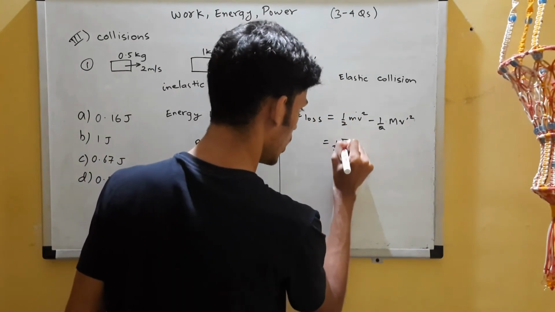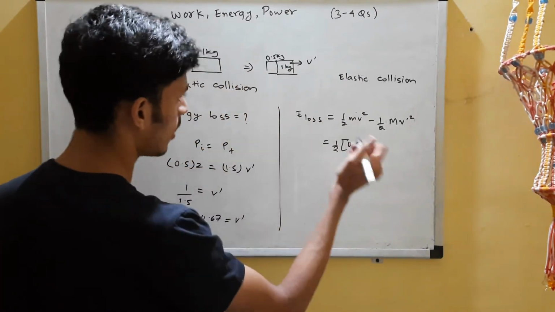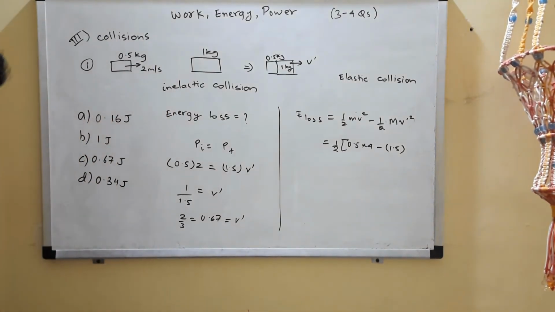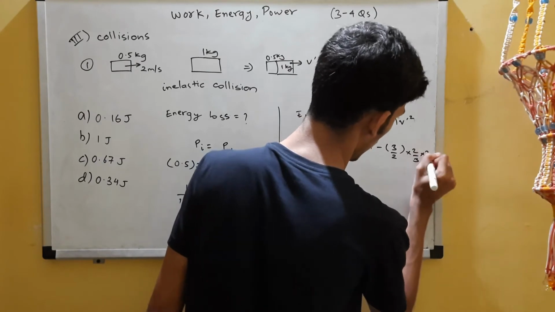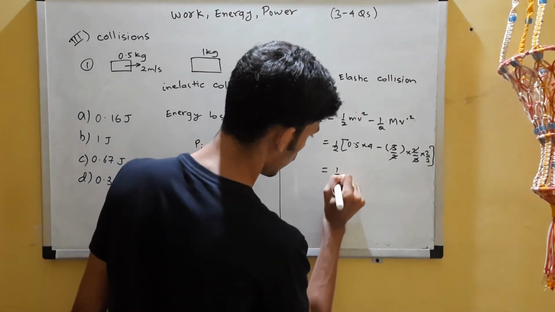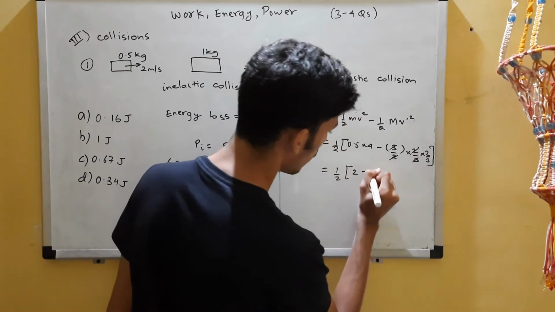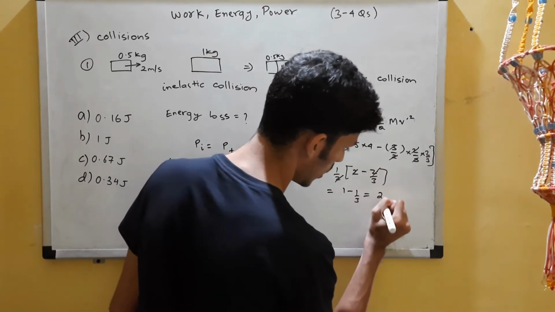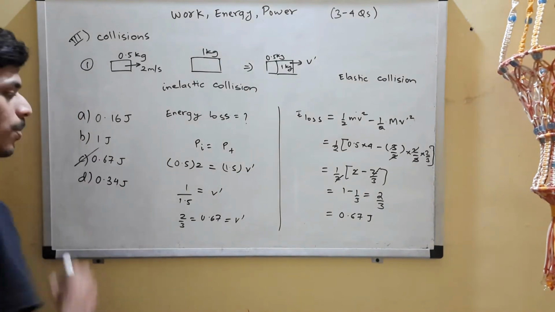You can take half common. Here you'll have 0.5 into 2 square, which is 4, minus, with half taken common, 1.5 for the mass and v dash square, where v dash is 2 by 3, squared. Now 1.5 you can write as 3 by 2, so the terms cancel and you'll be left with half. Here 0.5 into 4 is 2, minus 2 by 3. You can take 2 common, and this 2 will cancel throughout. So 1 minus 1/3, which is 2/3, again 0.67 joules. Option C is the correct choice.